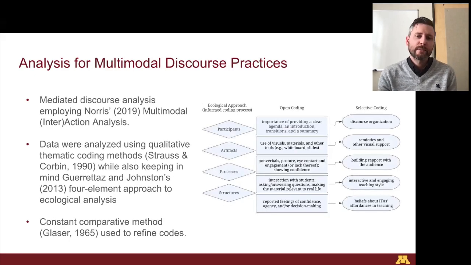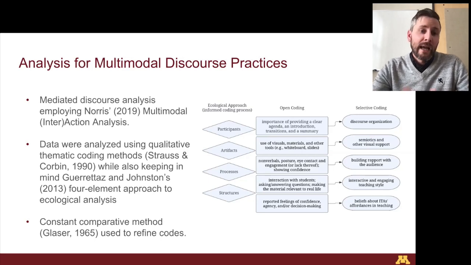For the multimodal discourse practices, I'm carrying out a mediated discourse analysis, specifically employing Sigrid Norris's multimodal interaction analysis. So thinking about what actions the ITAs are trying to perform in their teaching, whether that's giving an overview of the class, answering a student's question, et cetera, and then how they use different verbal or nonverbal discourse practices to mediate that action. So following Norris, I use grounded theory really to have themes emerge from the data that I had collected instead of applying things that came from an outside research context.